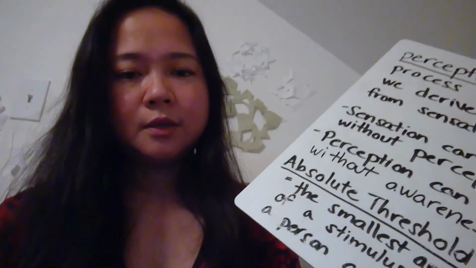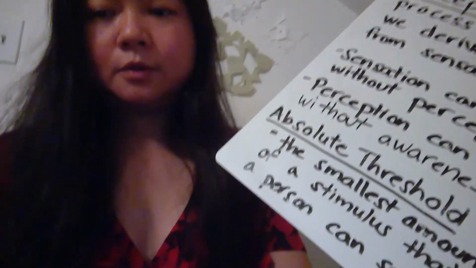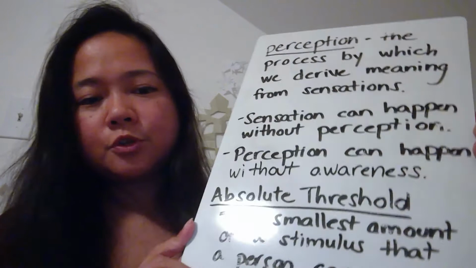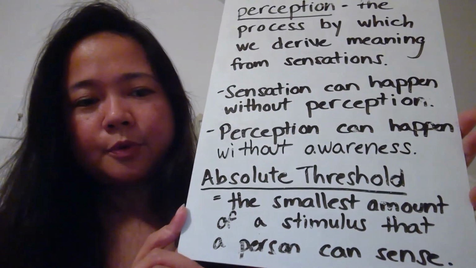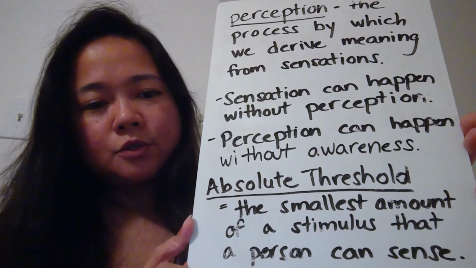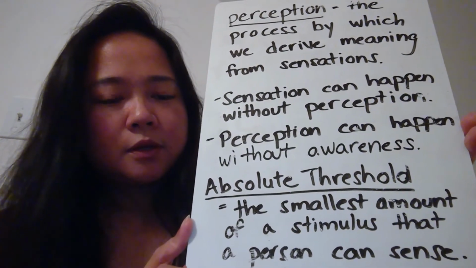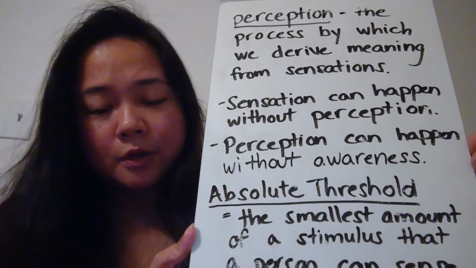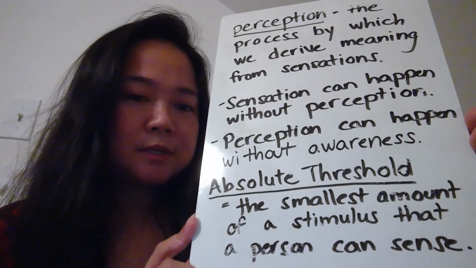So you have the concept of the absolute threshold in your book, right? Okay, so here we go. Absolute threshold is the smallest amount of stimulation a person can sense. So it's the smallest amount of a stimulus, or anything, that a person can detect or can sense. Sometimes it's been defined as the smallest amount of a stimulus that can be detected about 50% of the time by the person.